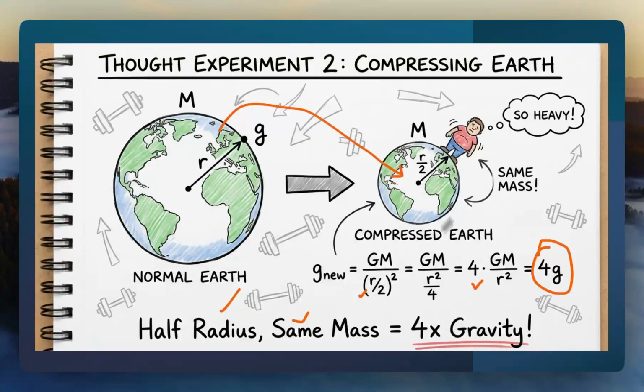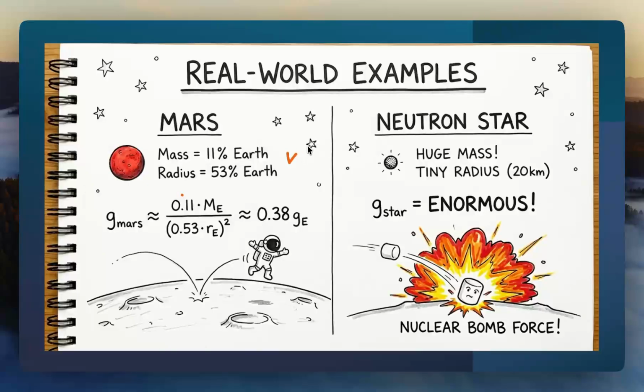Mars has about 11% of Earth's mass, much lighter. But it also has only 53% of Earth's radius, much smaller. When you run the numbers, small g on Mars equals G times 0.11 M_Earth over 0.53 r_Earth squared. The small radius partially compensates for the low mass. Mars doesn't end up with 11% of Earth's gravity. It has 38%, about a third. That's why astronauts on Mars will bounce around but not float like they would on the moon.